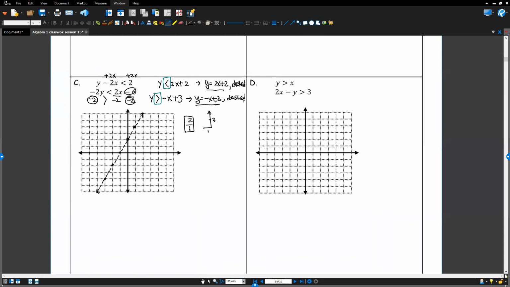The next one, y equals -x plus 3. The slope -1 is -1 over 1. 1 right, 1 down. So 1 right, 1 down, that is the next point, next point, and so on. To the left is 1 left, 1 up, that is another point. That is still a dashed line.